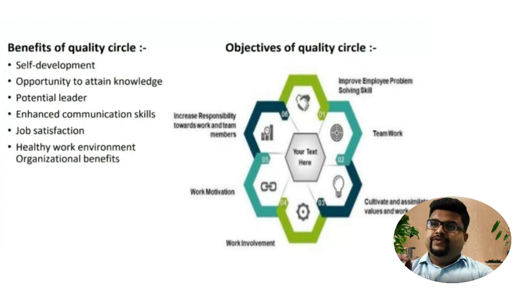Now next is that what are the different benefits of this quality circle? For example, we have a certain group of employees, people working in an organization with this quality circle approach. For example, employee problem solving skill is being improved. It is also improving the teamwork. It is also cultivating the values and work ethics in the employees. Then work involvement, work motivation, and for work, the people are more responsible. These are the different objectives in which they are self-developing themselves.